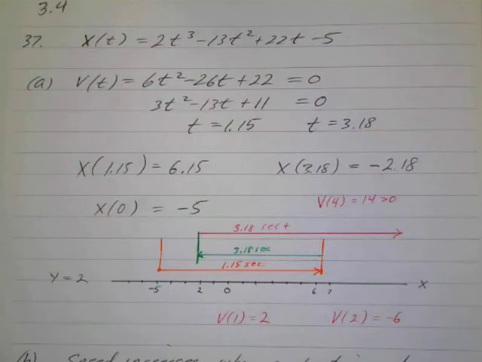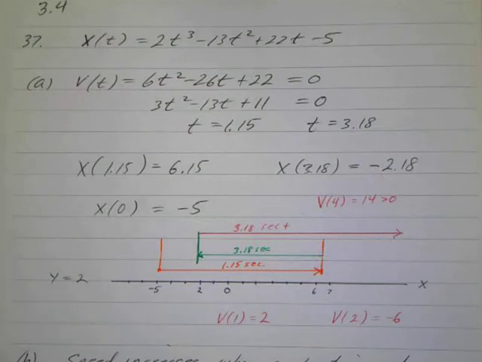Okay, this is number 37 on 3.4. This is a kind of a complicated one because we have to use our calculator a bit for these, because this thing doesn't work out evenly. So first of all, they ask you, it's kind of a loaded question because there's a lot to it. Describe the motion of the particle for t greater than 0, and they give you the position function.